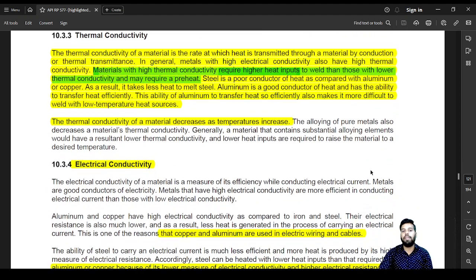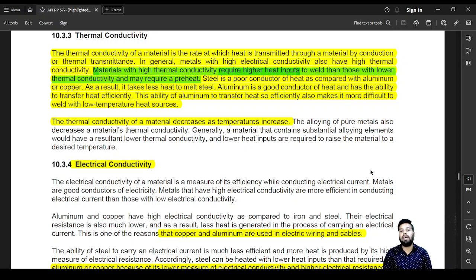The thermal conductivity of a metal is the rate at which heat is transmitted through the material by conduction, or thermal transmittance. In general, metals with high electrical conductivity also have high thermal conductivity. Metals with high thermal conductivity require added heat input, because if the thermal conductivity is high, it is going to lose the heat very fast. So you will require higher heat inputs so that the cooling rate can be controlled. So the steel may require a preheat.